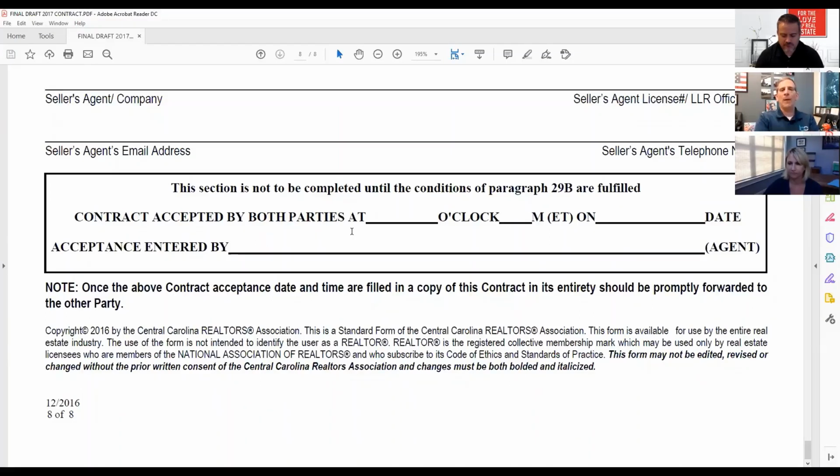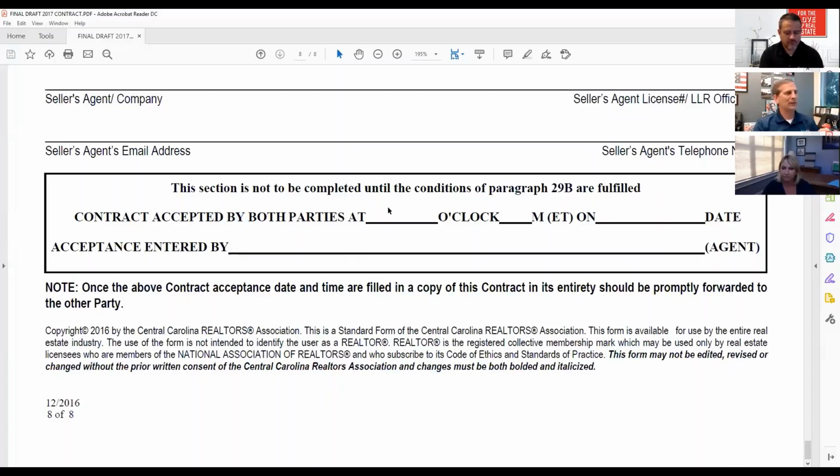Now, I make an offer to Matt. He counteroffers and sends it to me. I sign it. He signed it. We don't have a contract until I give it back to him, because he was the last person making the offer. So this section at the bottom is filled out by the person who receives it back, the receiver. Think football terms. The receiver is the one who fills that out, not the quarterback, not the person sending it. It's the person who receives it.